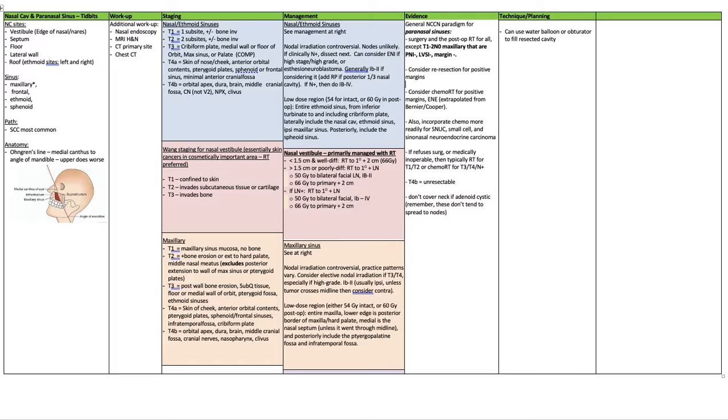The middle nasal meatus, it excludes the posterior extension to the wall of the maxillary sinus or the pterygoid plates. T3 is posterior wall bone erosion, subcutaneous tissue, floor or medial wall of the orbit, pterygoid fossa or ethmoid sinuses. T4A is the skin of the cheek, anterior orbital contents, pterygoid plates, sphenoid or frontal sinuses, infratemporal fossa or cribriform plate. T4B is the orbital apex, the dura, the brain, the middle cranial fossa, cranial nerves, nasopharynx, or clivus.